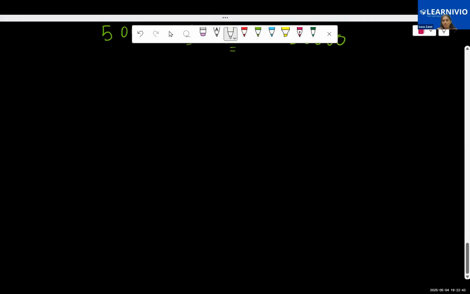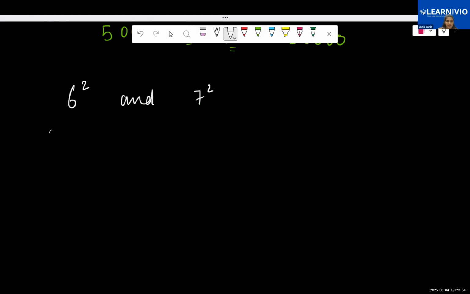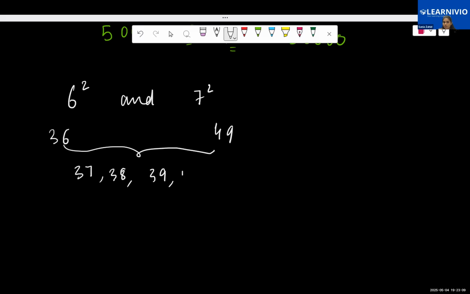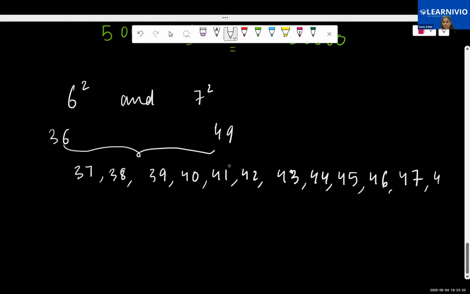Now let's suppose I have numbers. I have 6 square and I have 7 square. Okay, between 6 square and 7 square, what is the answer for 6 square? It is 36. And what is the answer for 7 square? 49. Okay, what are the numbers that are lying between 36 and 49, children? 37, 38, 39, 40, and so on up to 48. So these are the numbers that are lying between 36 and 49.